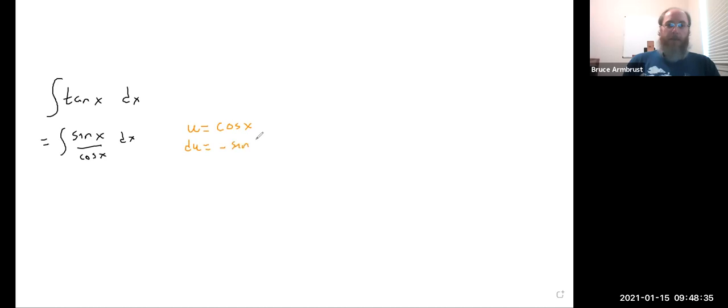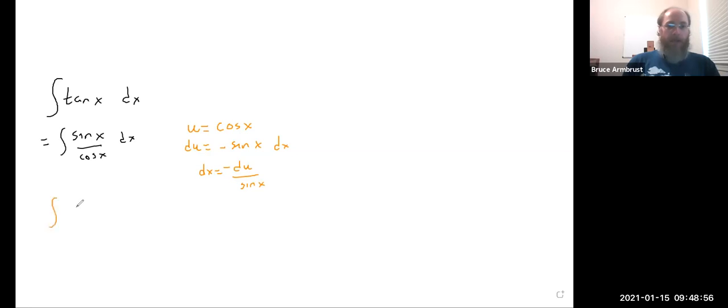Good. It's negative sine of x. Now I'm going to put here a dx. So I can go ahead and solve for my dx here. I get that dx is equal to negative du over sine of x. So let's put all this stuff in and let's start changing this.